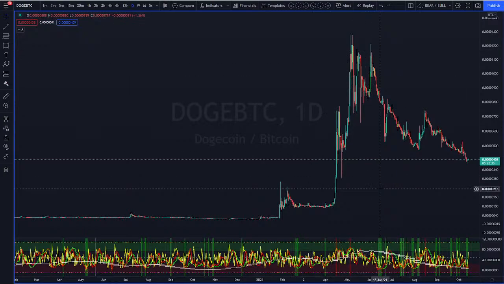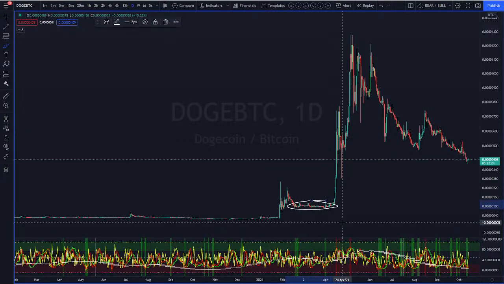I like to find those sleeping giants that are just waiting for the big pump. Would I have bought Doge right here? To be completely honest, no, I wouldn't have. Obviously I would have missed out on this, but that's not how I trade. I would not have bought right here, but I did buy back here.